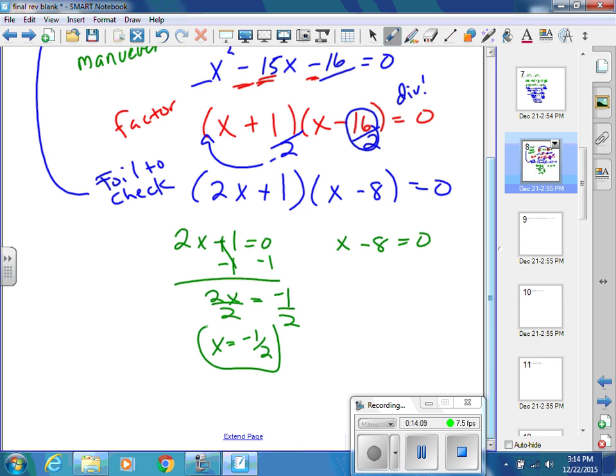It's okay to get a fraction here. I know we said earlier that we don't want to have fractions. But this is okay. We're just solving. Alright. Now on the right-hand side, I add my 8, and I add my 8, and I get x is equal to 8. Both these answers work. Both of them are okay. I want them both.